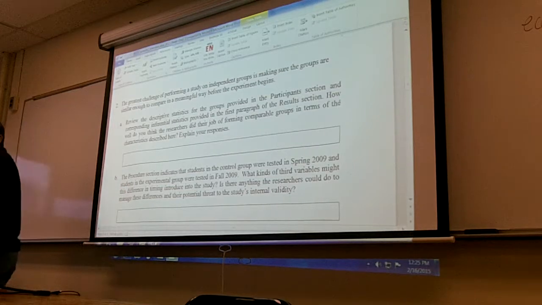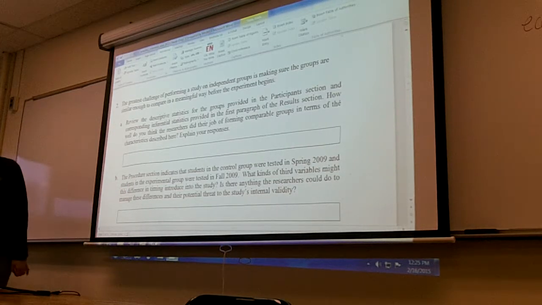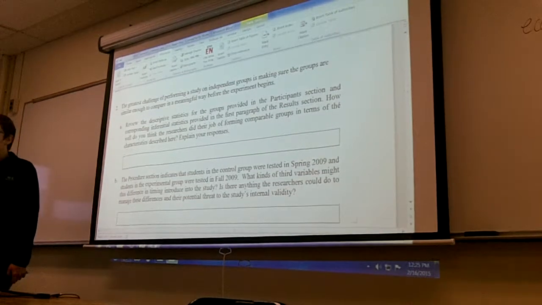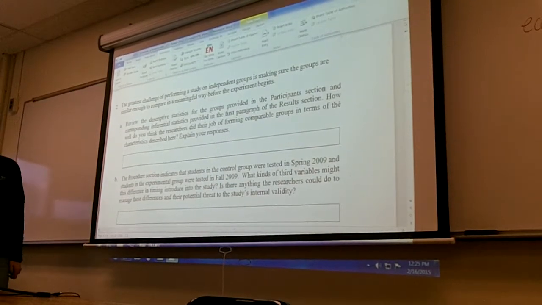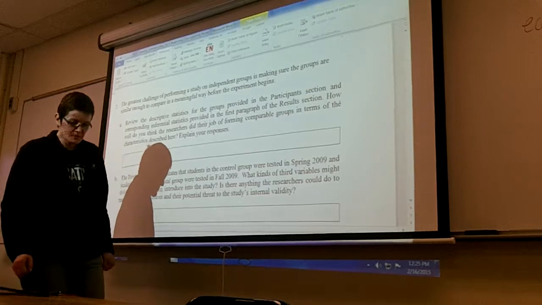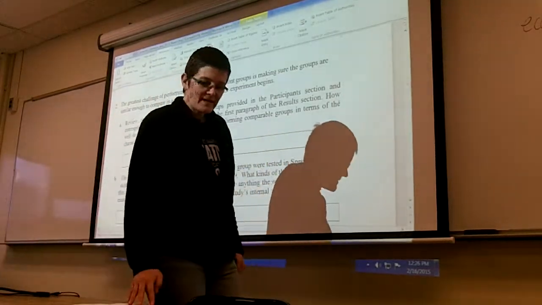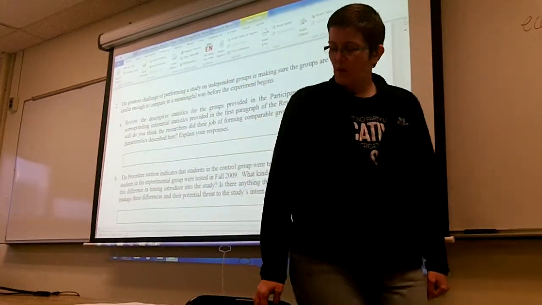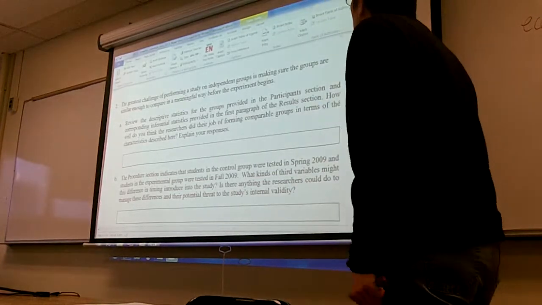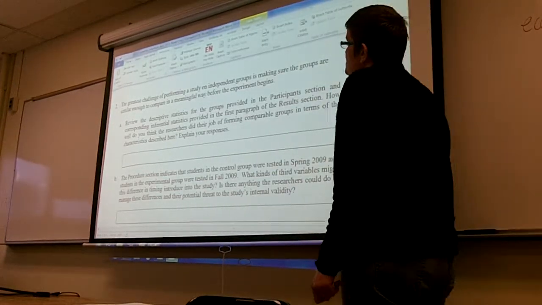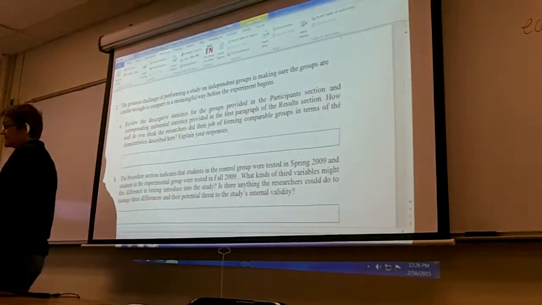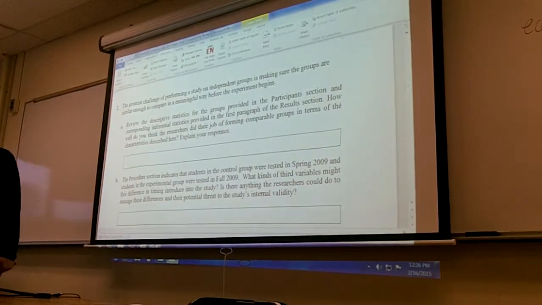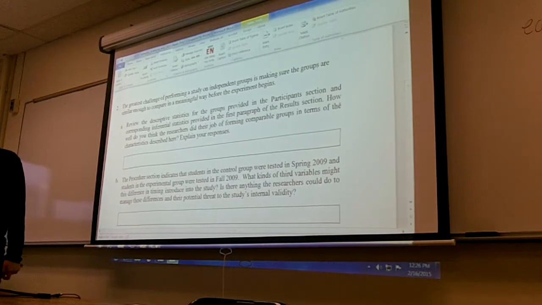Okay. So the greatest challenge of performing a study on independent groups is making sure the groups are similar enough to compare in a meaningful way before the experiment begins. So I asked you to take a look at the descriptive statistics for the groups that are provided in the paper and tell me what you think about how the researchers did at forming comparable groups, given that they had to select their students, not assign them. How'd they do? What do you think?